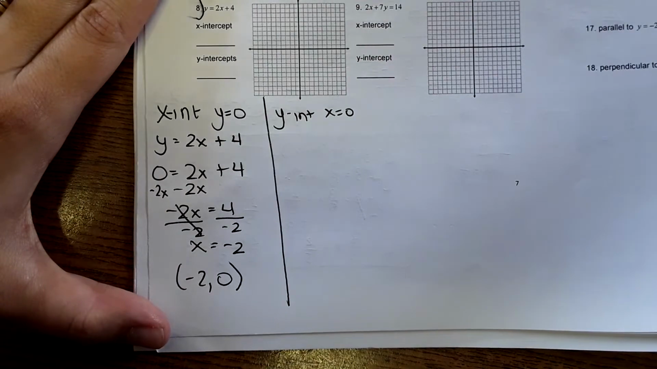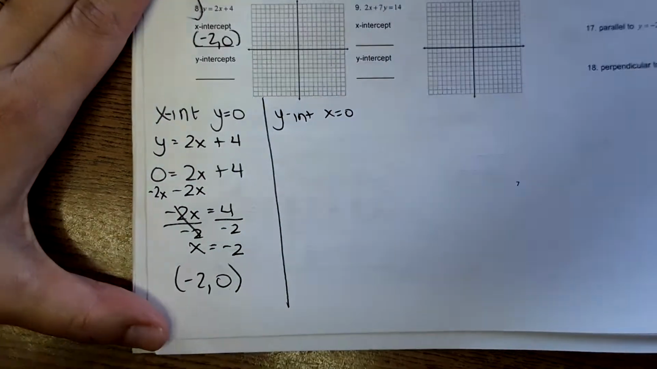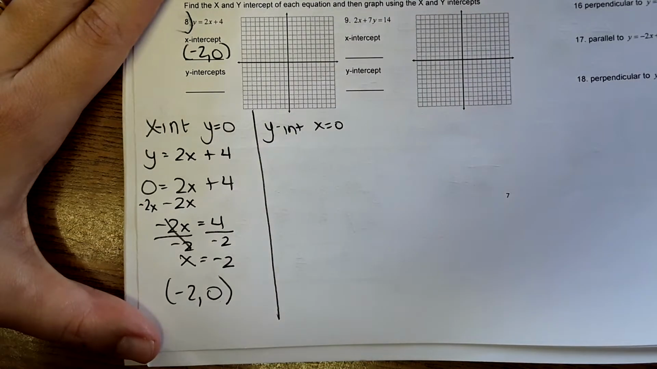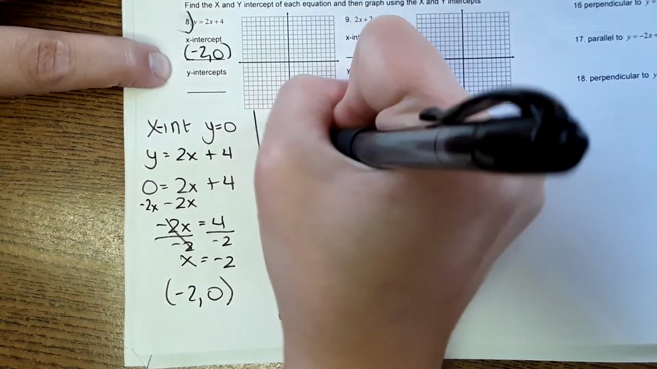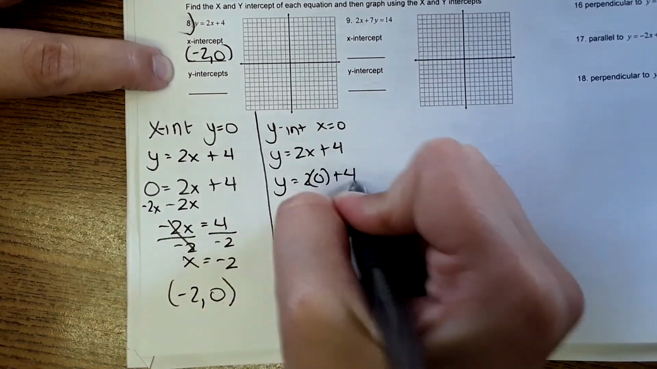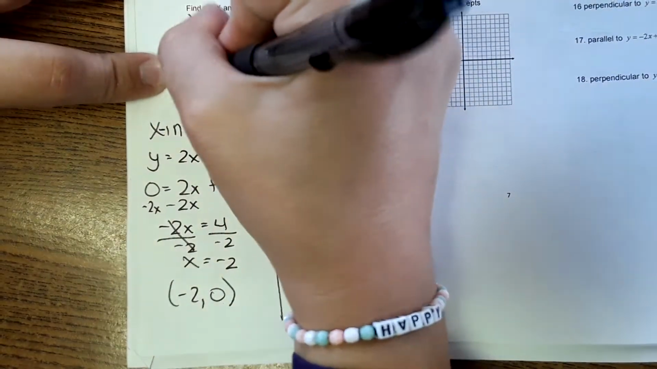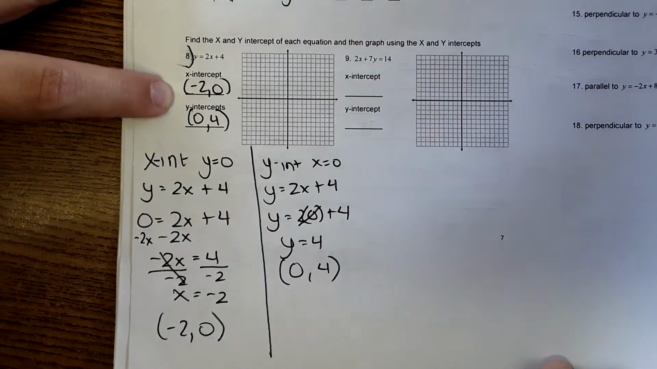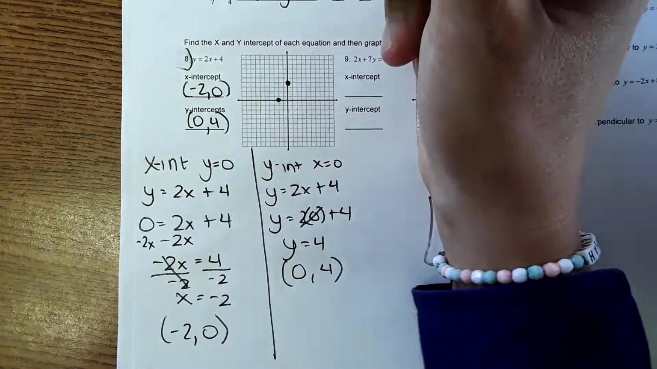And so x equals negative 2, so then y equals 0, negative 2, 0 is my x-intercept. For the y-intercept, it's when x equals 0, so using the same equation, we're going to plug in 0 for x. Y equals 2 times 0 plus 4. 2 times 0 is just 0, so y equals 4, and we'd get 0, 4. You graph those? Yes, you graph those: negative 2, 0, and 0, 4. 1, 2, 3. And then graph it.